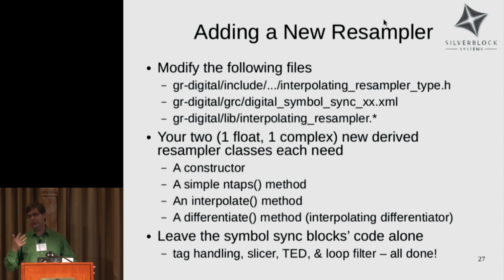Adding a new resampler, same sort of process. Here are some files you need to change. You'll need 2 derived classes, one for floating input, one for complex input output. You'll need a constructor, a simple mtaps method, and then you'll need an interpolate method and a differentiate method. Leave the symbol sync block's code alone: the tag handling, slicer, TED, loop filter, it's all done.